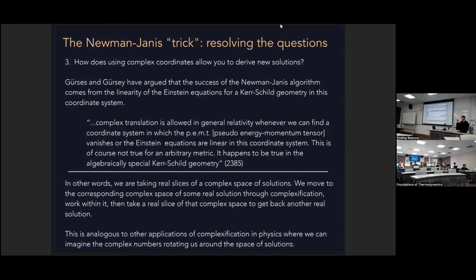And so what you're doing when you're going into complex space, you move around in the complex space, and then you take another real slice. So the trick is allowing you to move from a real slice to the complex space and then come back down. That's the general idea I have. And I think this is largely analogous to other applications of complexification in physics, where we imagine complex numbers rotating us around the space of solutions. So maybe this is just to say there's nothing mysterious going on with the complex numbers. Rather, it's something about the feature of the solutions that allows one to move around in the space using complex coordinate translations. Okay.